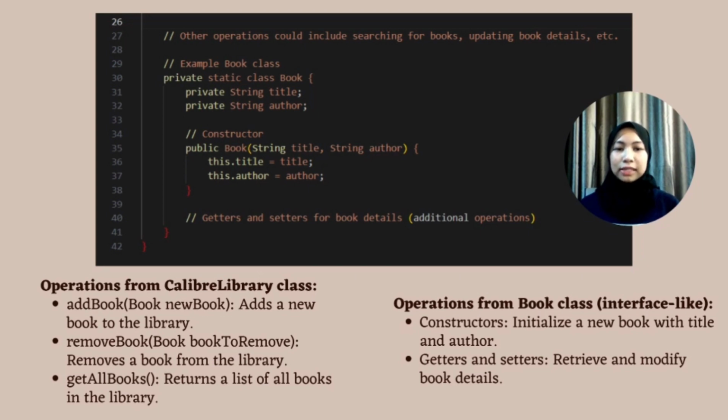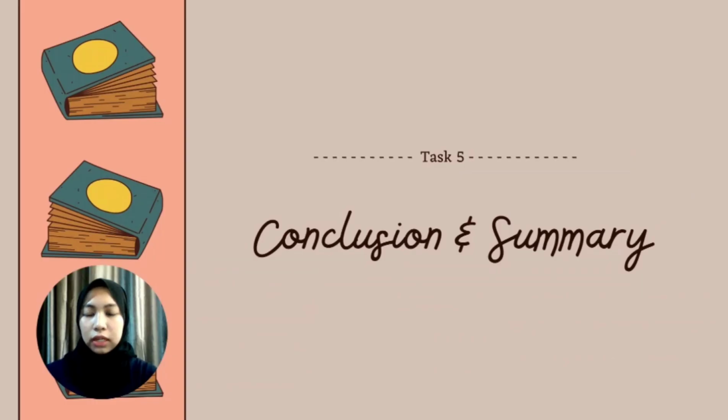Now, let's take a closer look at the operations in the book class, which serves as an interface-like structure for representing digital books. The first one is the constructors, to initialize a new book with title and author, and the last one, getters and setters, to retrieve and modify book details. And the last part, I will present the conclusion and summary of the data structures in the Calibre app.